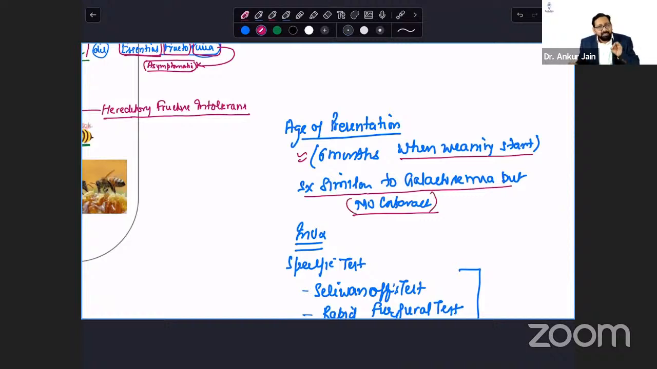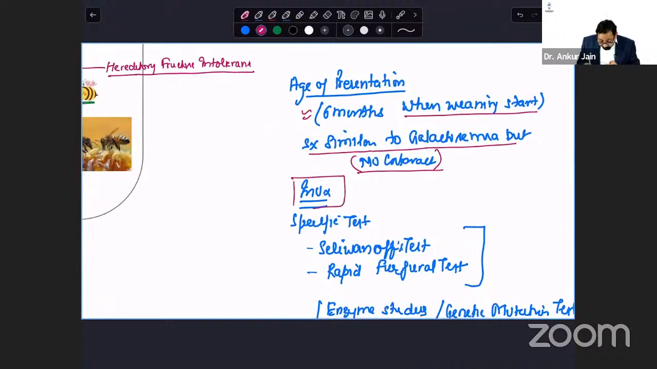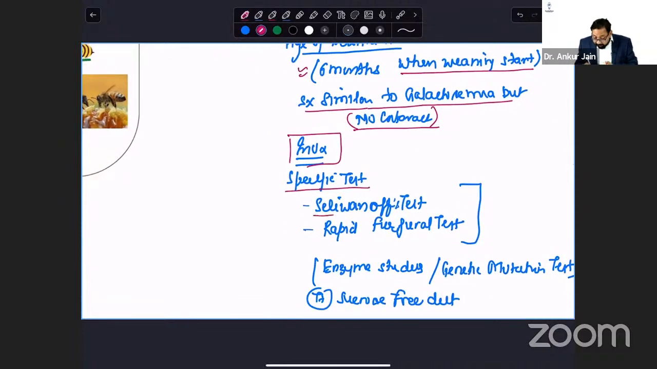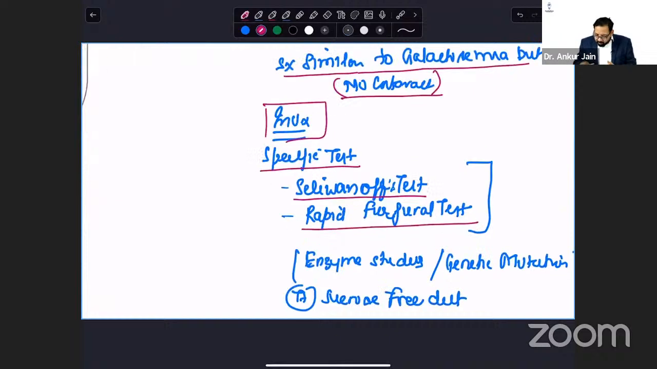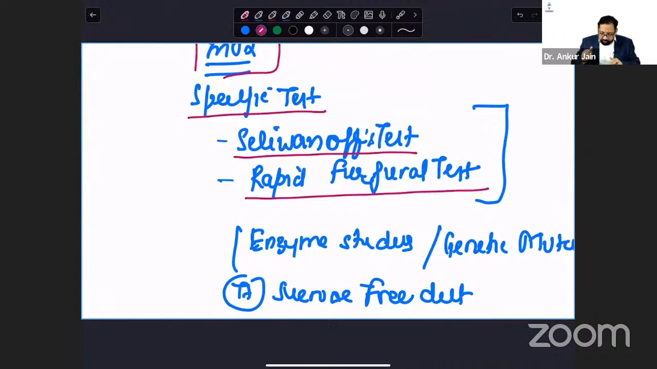So many times they don't ask much about the cataract. They simply ask what the age of presentation is, and on the basis of age of presentation, you can differentiate between classical galactosemia and hereditary fructose intolerance. Got the point? Investigation. The specific test for fructose is the Selivanov test, the rapid furfural test. I know in MCQs you can easily solve this.